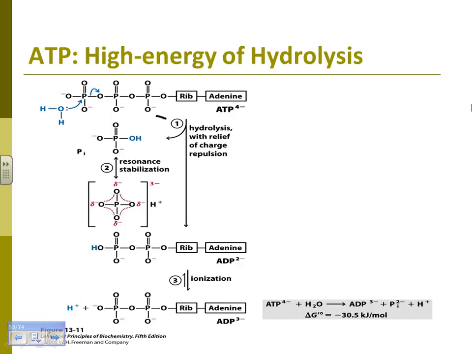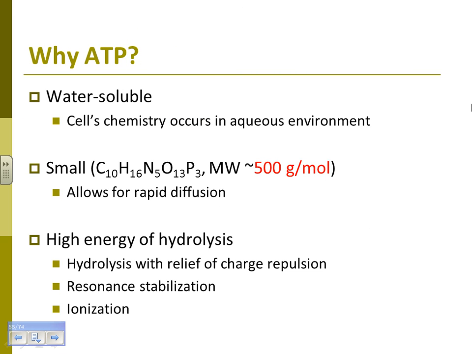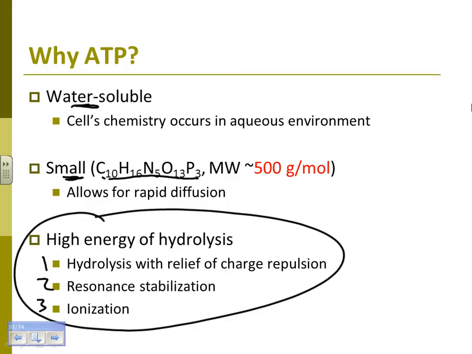There are three factors here explaining the high energy of hydrolysis of ATP. We're going to see them listed again in a second, so I'm not going to spend time on them. Why ATP? Here are those three factors again from the previous slides. 1, 2, and 3. This is a very good one to know. You don't need to know the whole molecular formula, but know that ATP is a relatively small molecule that's water soluble. It has a high energy of hydrolysis. Make sure you know why.